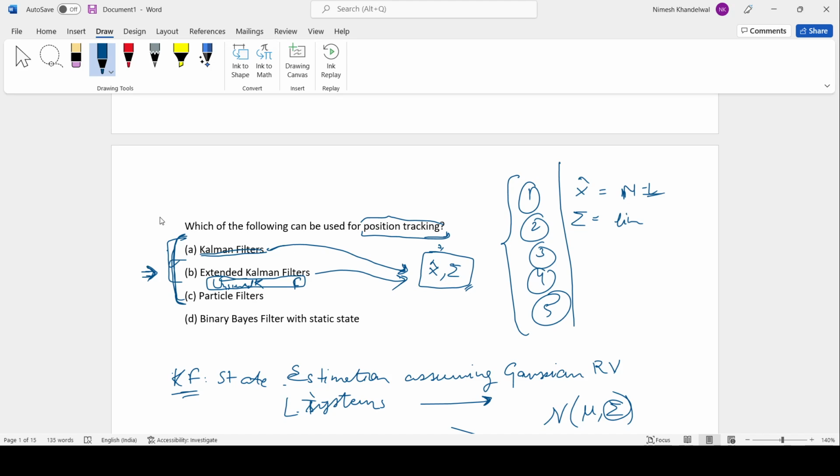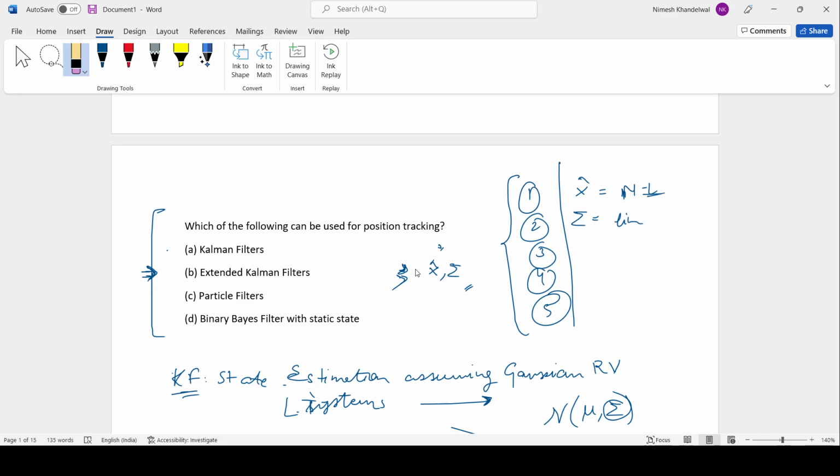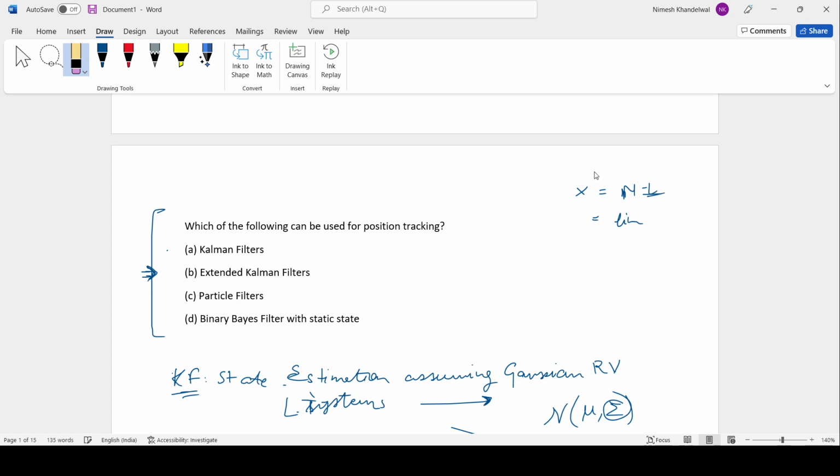Okay. So can you tell me the answer for this question, by the way? Which of the following can be used for position tracking? Is it extended Kalman filter, sir? Is it only extended Kalman filter? Extended Kalman filter and particle filter, I think.